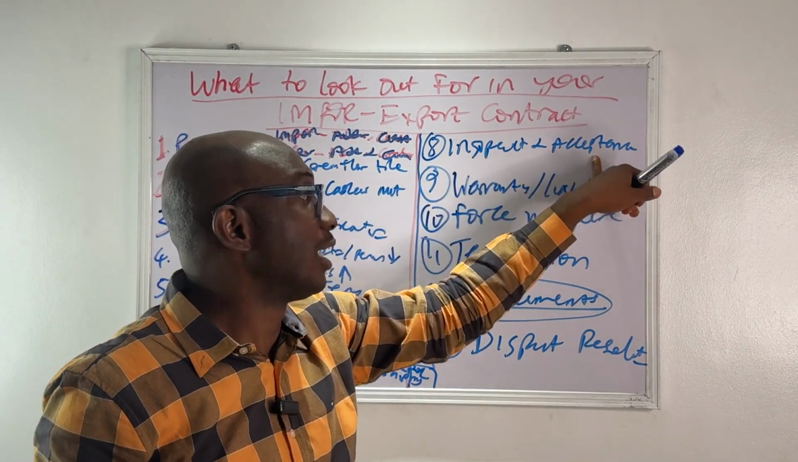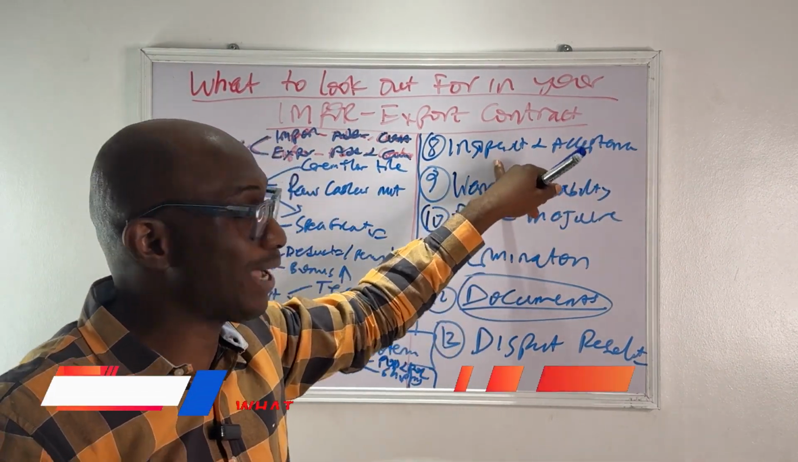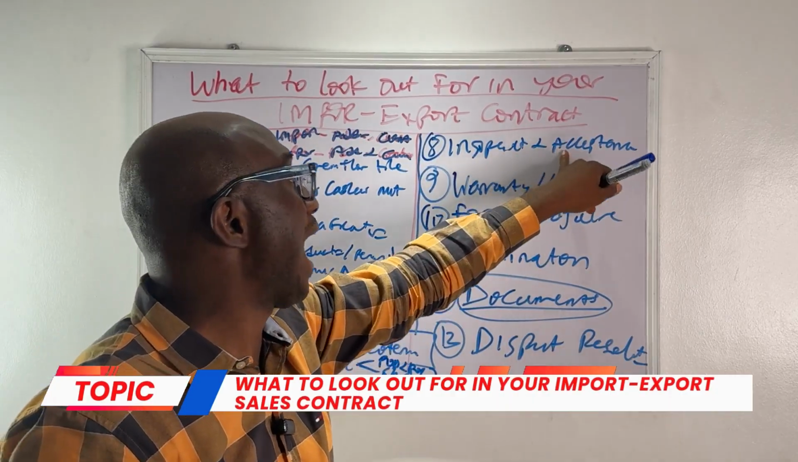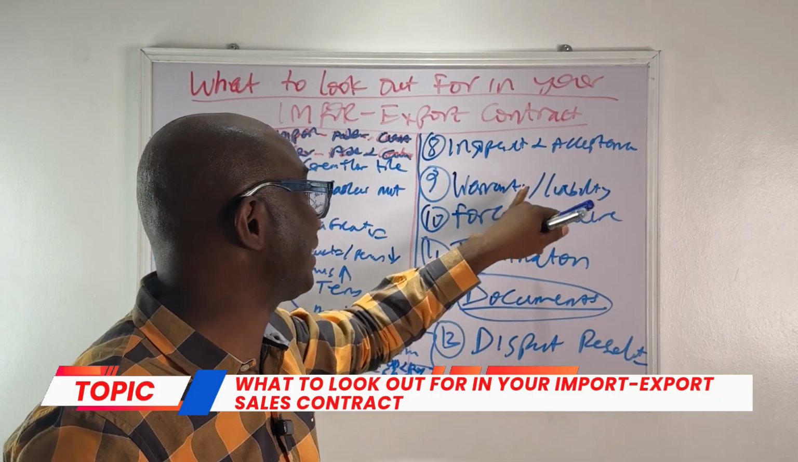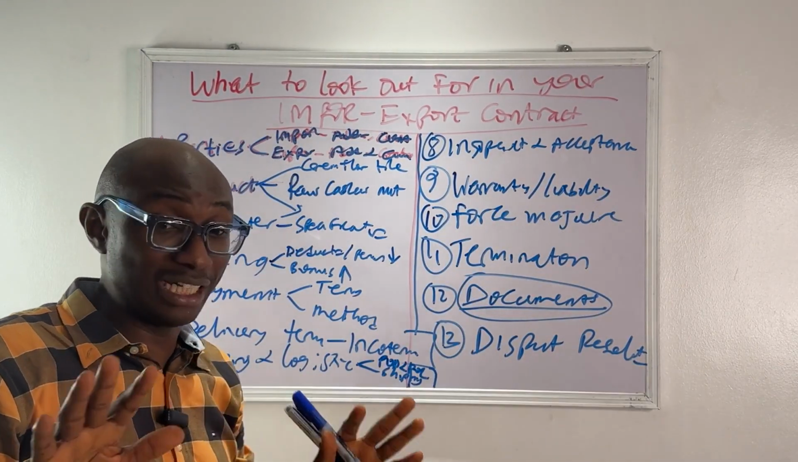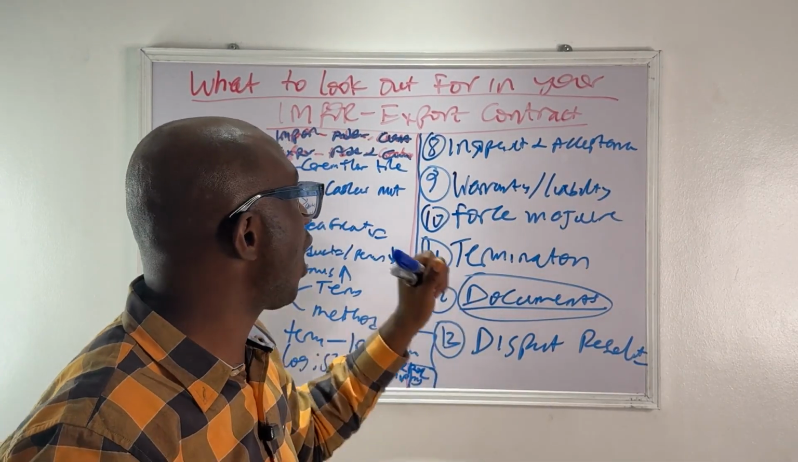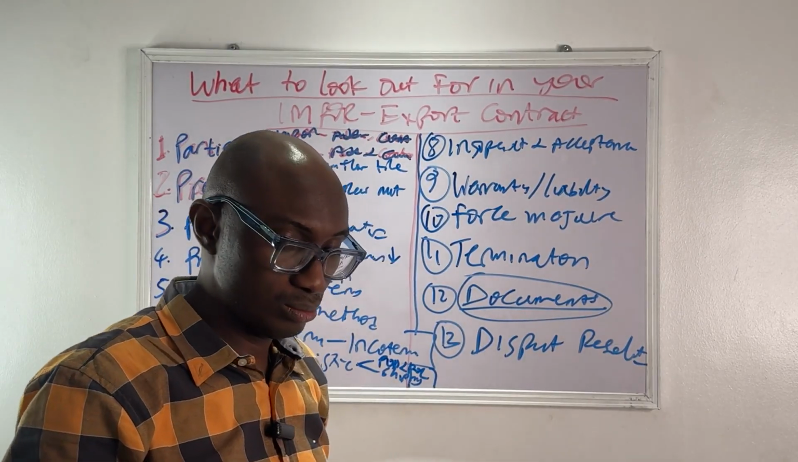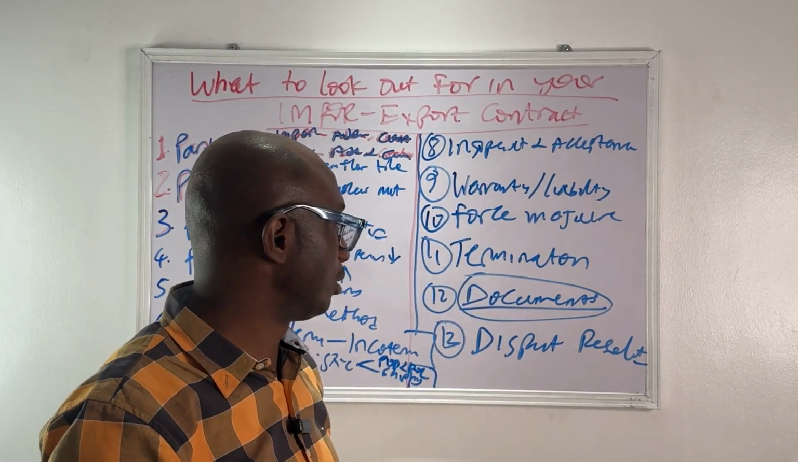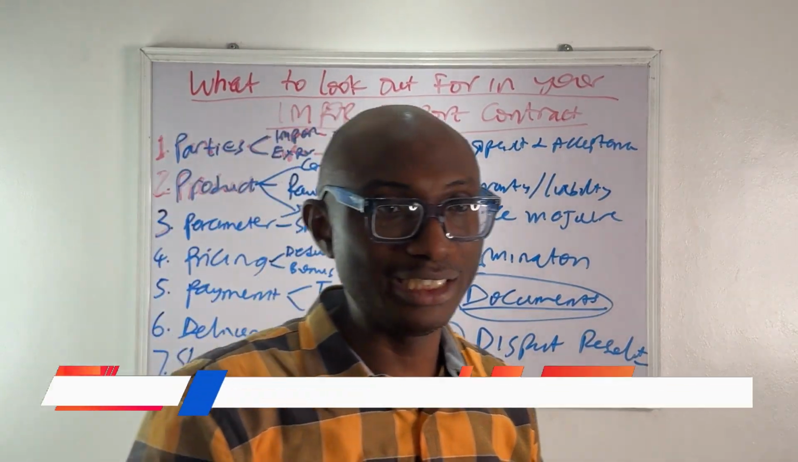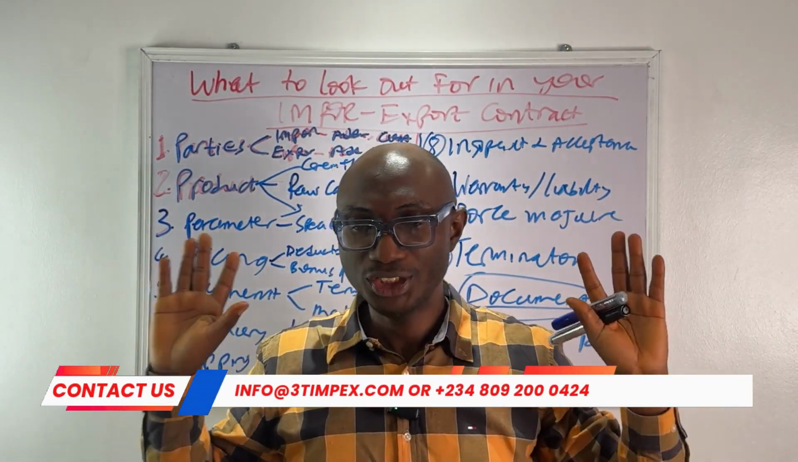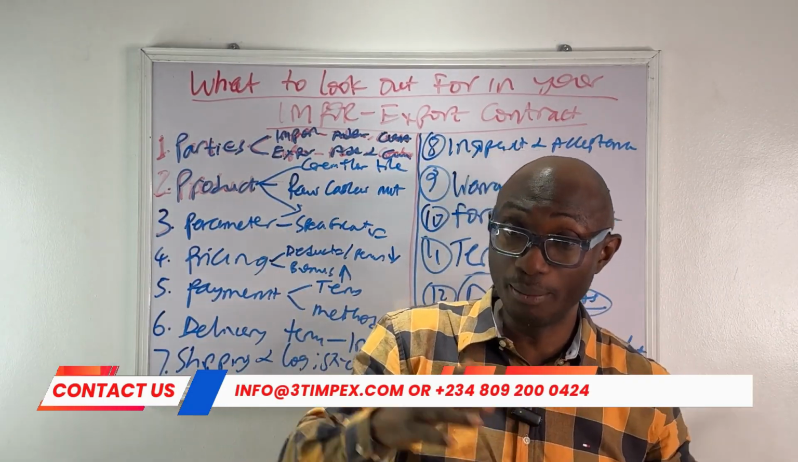Inspection and acceptance. Who is doing the inspection? What are the specifications it's inspecting? And what are the specifications that you accept, that you are okay with? Warranty and liability. If there are issues, who is responsible? Who is going to pay? Force majeure. Termination. Documentation. And lastly, dispute resolution. Please check all these against what you agreed before you go ahead and sign.